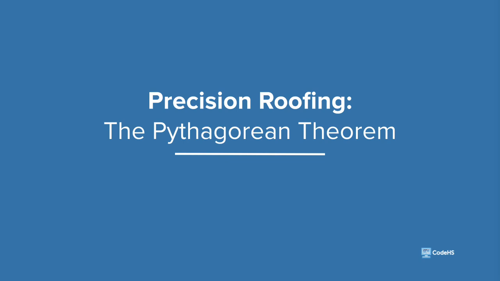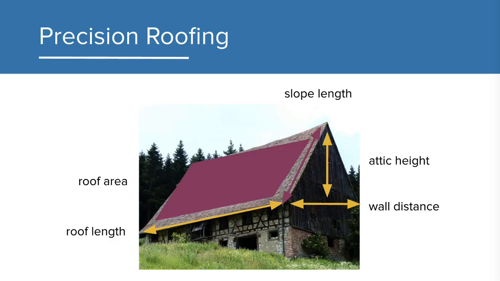Hi, in this lesson, we're going to introduce a 1,000-year-old math theory and learn how to use it in Python to make needed roof calculations. As described earlier in the project, precision roofing builds their roof based on the distance between the walls and the desired attic height. With these measurements, along with the roof length, we're so close to being able to determine the roof area. One of the remaining pieces we need to calculate is the roof slope length.